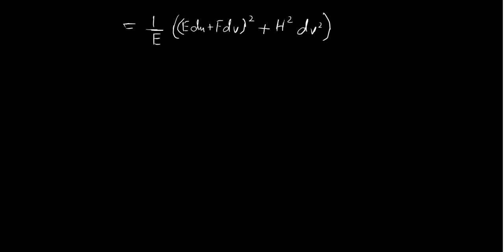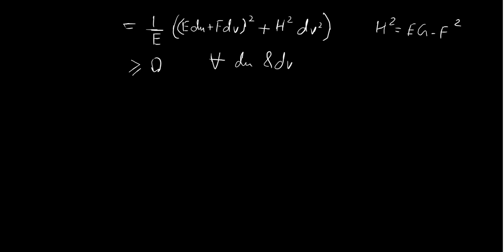We already know that h square is equal to eg minus f square, and that's also non-negative. Now this is always greater than or equal to 0 because it is a sum of squares, isn't it? Sum of two squares is always non-negative, for all real values of du and dv, for all possible values of du and dv.